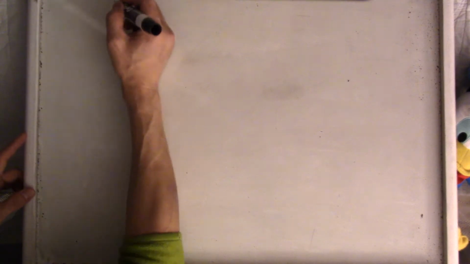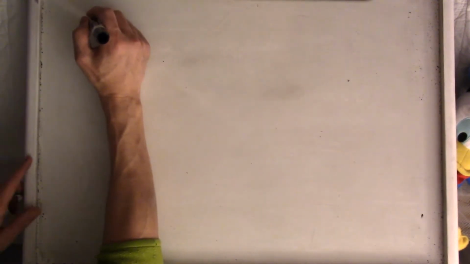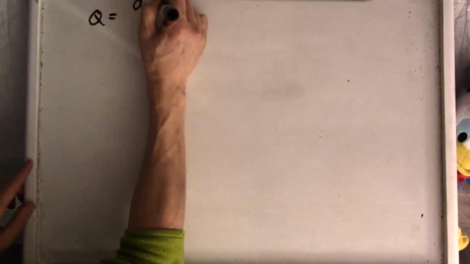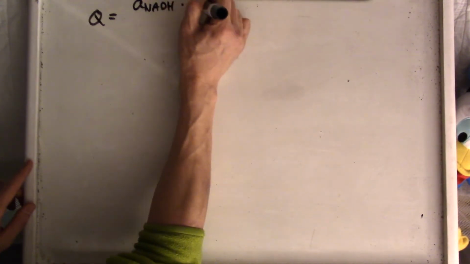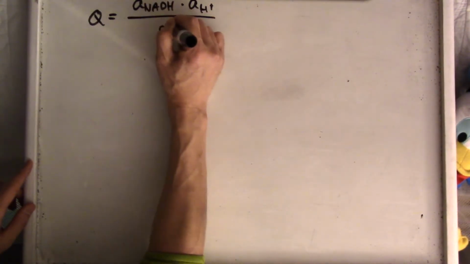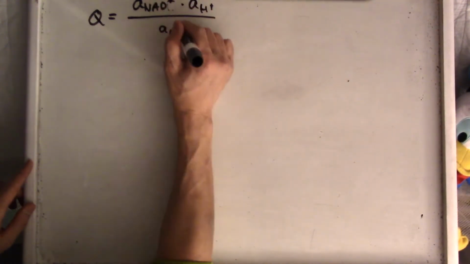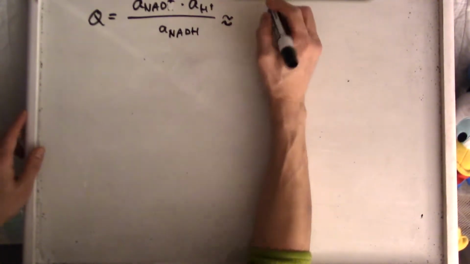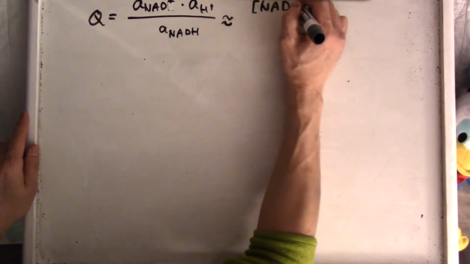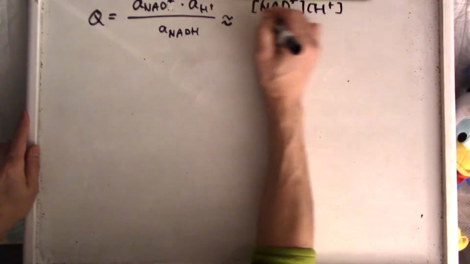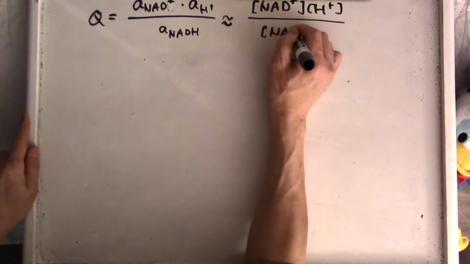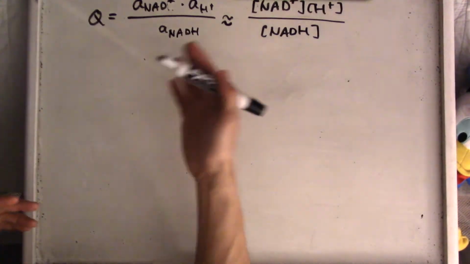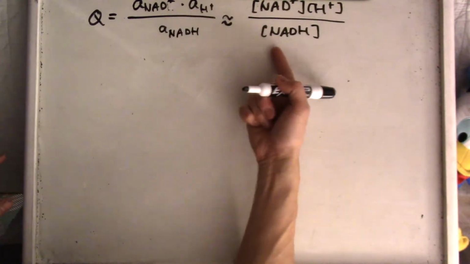Also, last time I think I said something, you don't have to write this one, but I think you had something like Q is equal to the activity of NADH times the activity of proton divided by the activity of NAD plus and then NADH. Don't write this though, because I think you already have this. If you didn't have it, then you can just write it. And I think it's roughly the concentration of NAD plus times H plus over NADH. I think that's the way we left off last time. So this is again because it's a dilute concentration, so you can just use the concentration instead of activity.